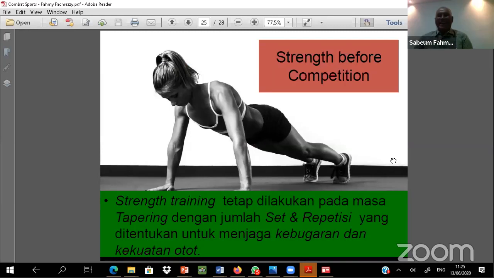Five minutes. Okay. Strength training before competition. Many coaches worry about giving strength training to athletes before competition. They worry that the technique will be a problem, or the energy will be lost, or anything else. Don't worry. Still give them strength training before competition, especially in a tapering situation. No problem. But the sets, repetitions, and load you must control. Don't do too much, don't go too high, and so on. Okay, the next slide.